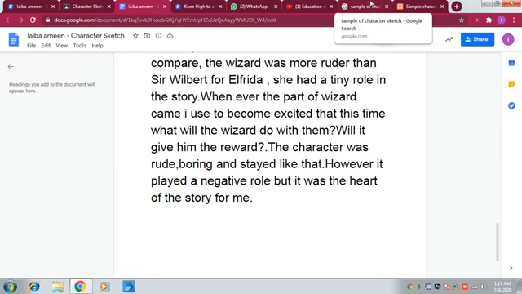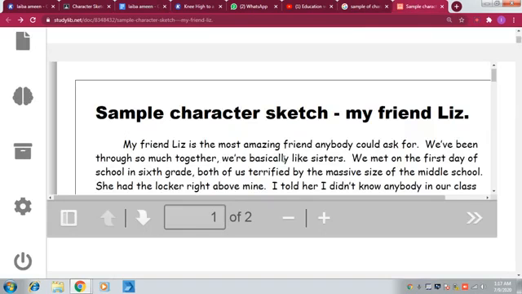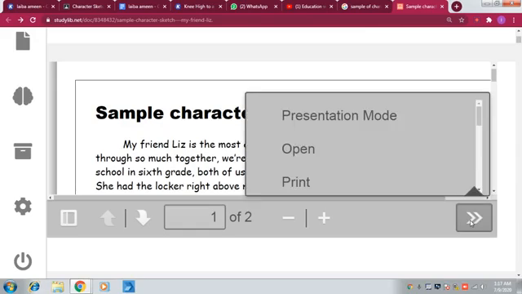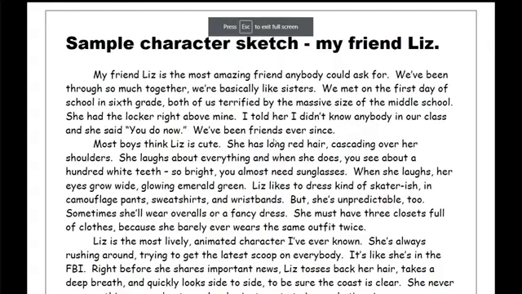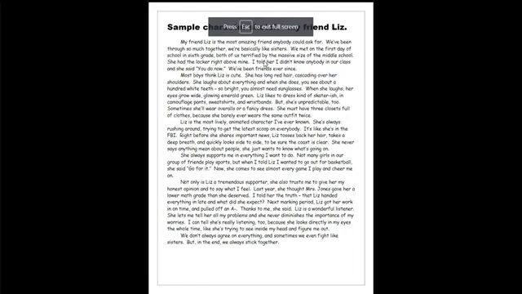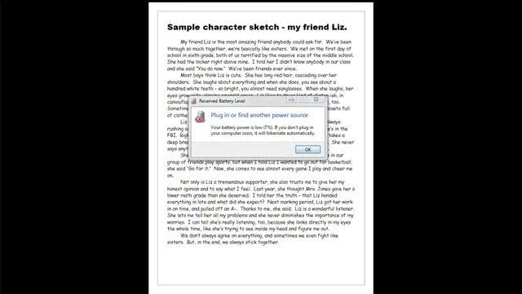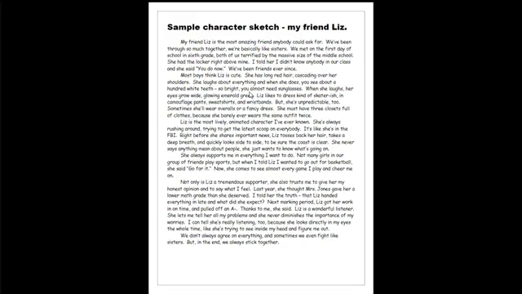Now, one more sample is there. So, let me show you. My friend Liz is the most amazing friend anybody could ask for. It's not important that you write about a story's character, you could also write about a living person. Well, let's continue. We have been through so much time together. We are basically like sisters.